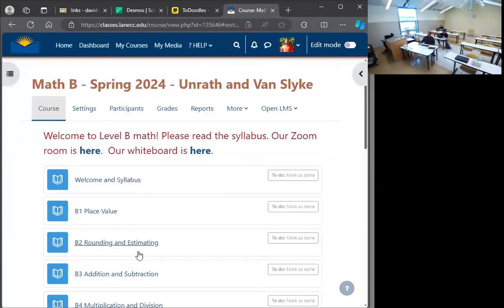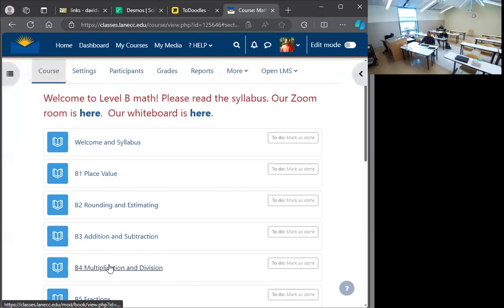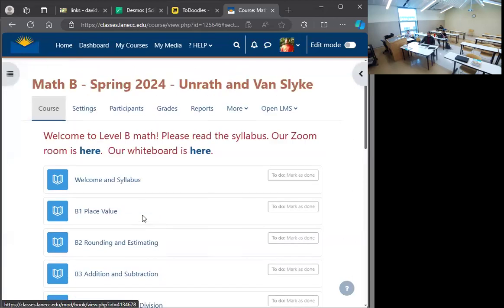Please don't scroll down below that. I haven't done anything yet with the multiplication and division. If you click on that, it's messy, doesn't look right. But if you want to get ahead of it, you can. But we are still in place value and finishing that up.